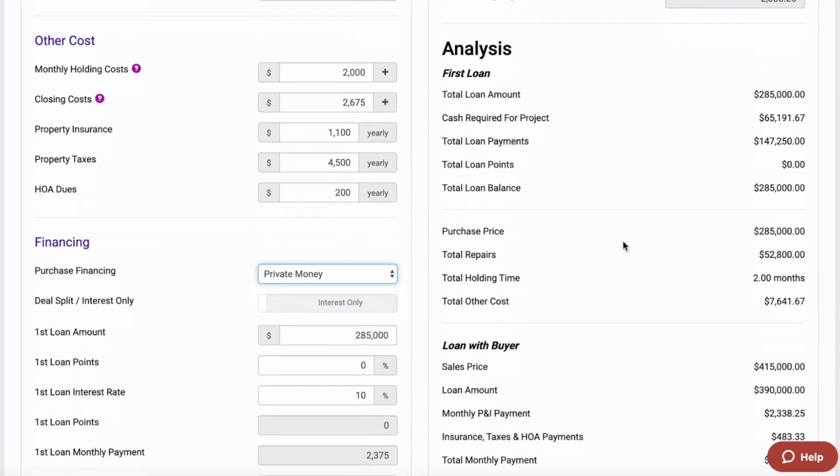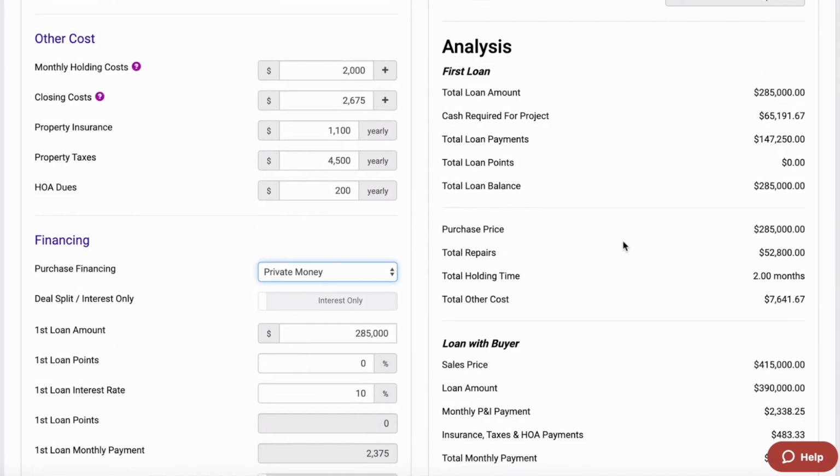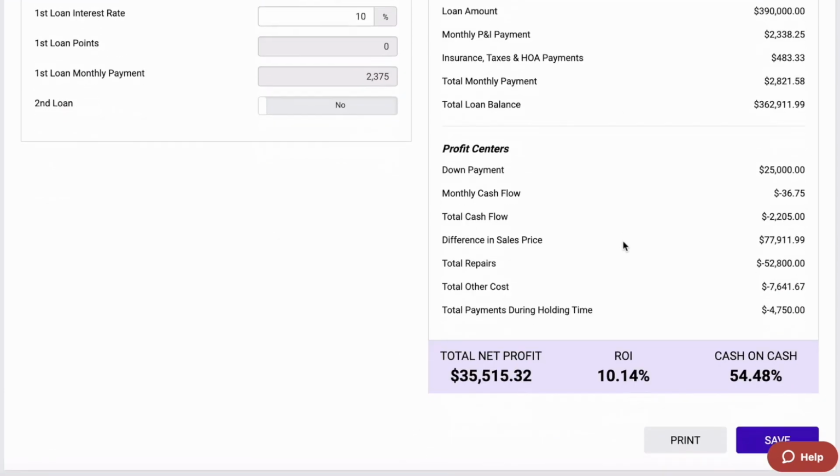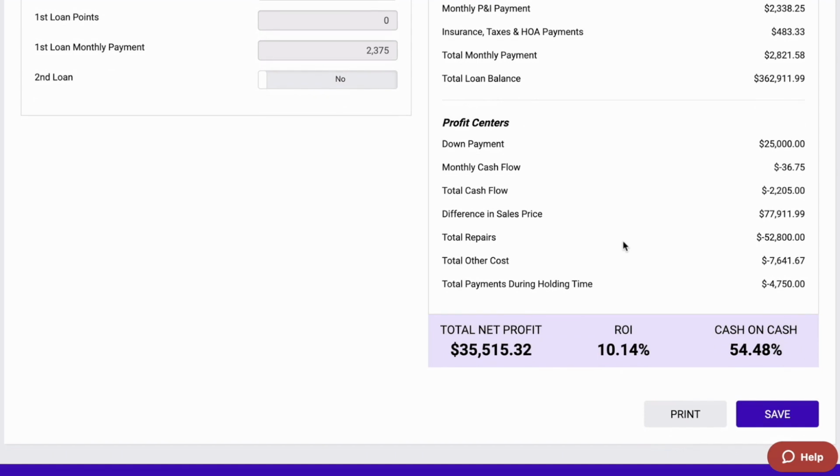You can then see the analysis broken down here, from the first loan, the loan with the buyer, as well as your profit centers. And if I scroll down, you can see my total net profit, my return on investment, my cash on cash. One thing I want you to notice is that in this particular example, cash flow is negative 2205. So either I need to reduce my cost on the acquiring side somewhere, or I need to increase the cost on the buyer side, unless I'm willing to accept a negative cash flow.